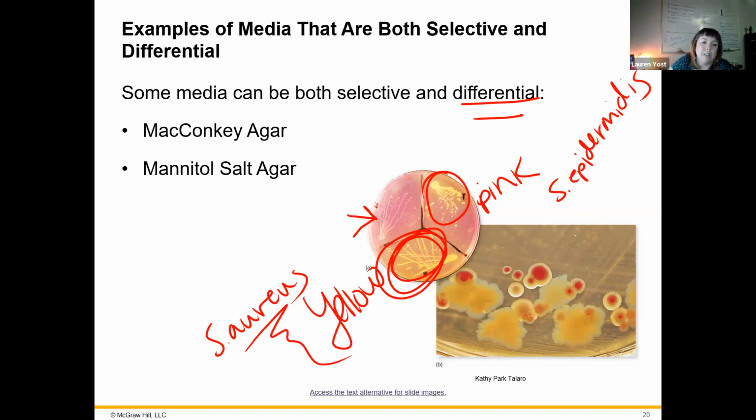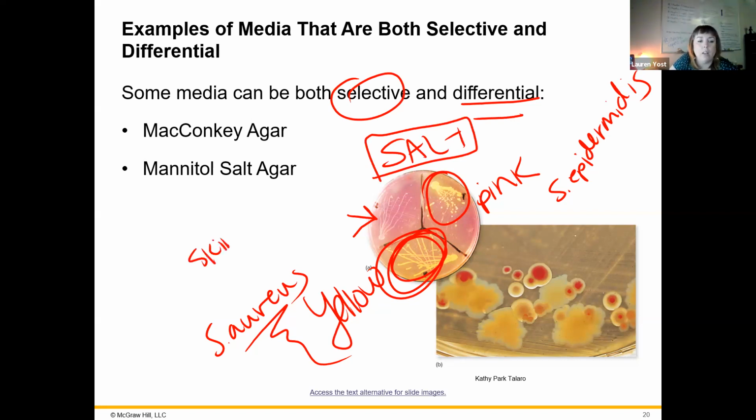So what makes it selective though? There is a high concentration of salt, and that makes sense too. Both of these organisms grow on the skin, and the skin has high salt. So that makes sense. With MacConkey agar, we have the addition of bile salts.